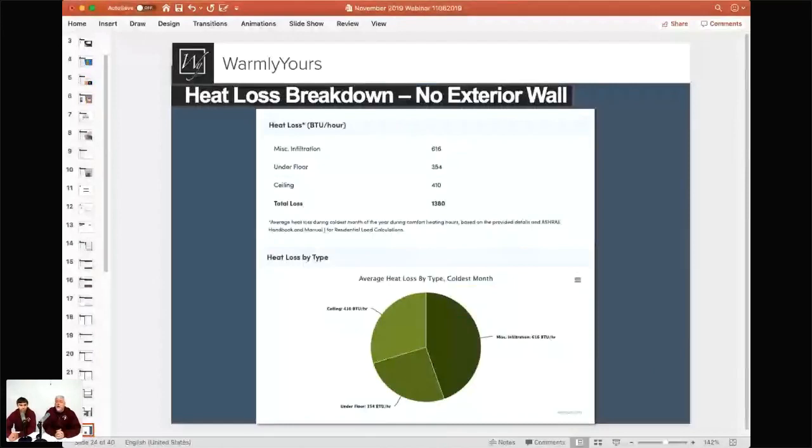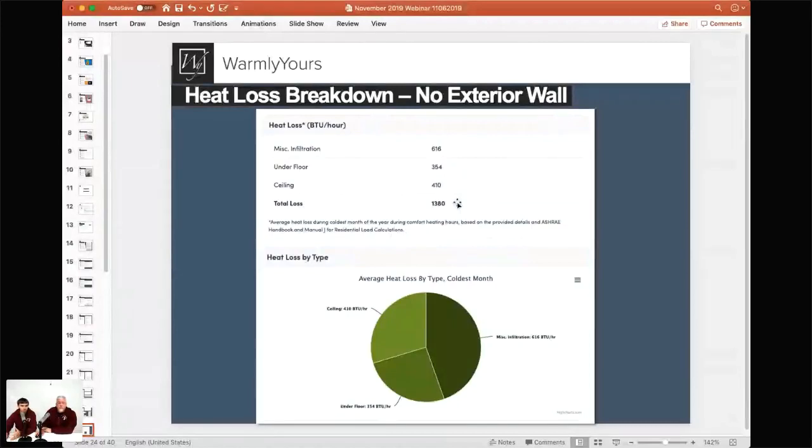So let's take a look at the heat loss breakdown for no exterior wall. So what are the numbers here that we're cooking up? The thing I like to point out is that pie chart, that the fewer pieces we have, the better scenario we should have. This is what you will see as soon as the calculations are done. You will, of course, have just the numbers on the top. So your total loss is 1,380 BTUs per hour. Then the visual information that I always like to look into is that pie chart, because you can see here it's a pretty good result.